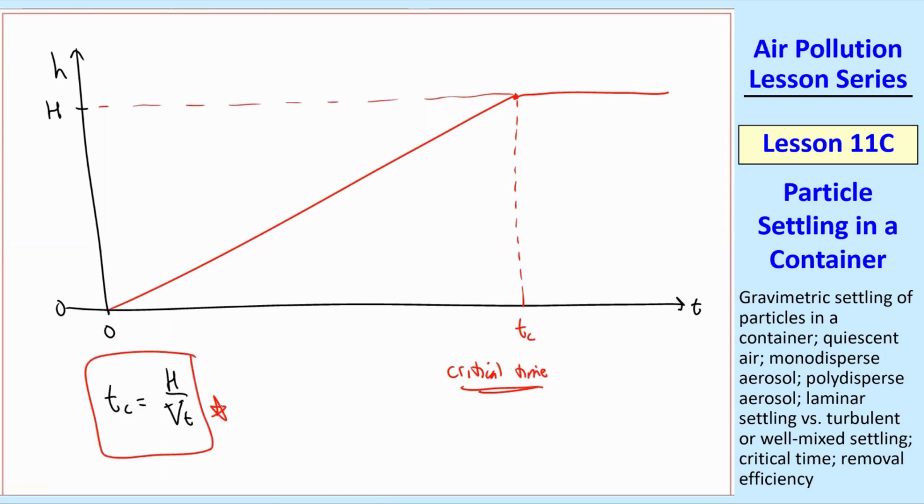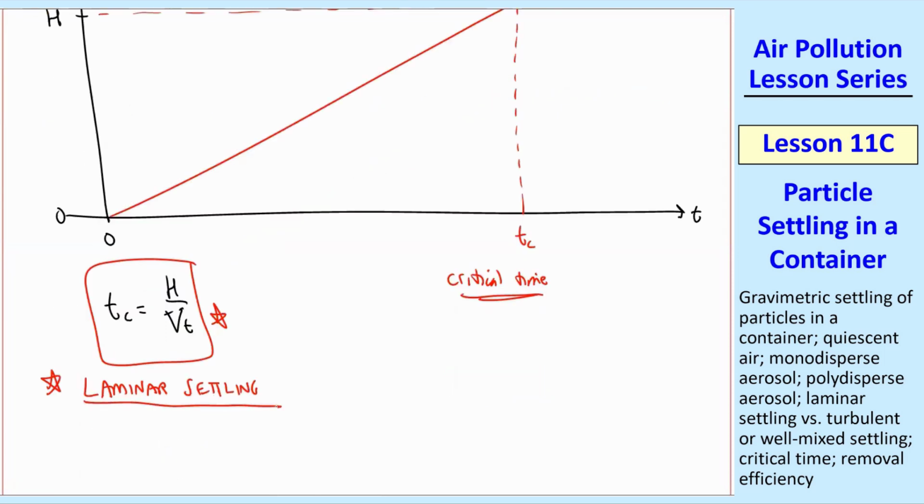From this graph, you can see that the equation is just Tc is H over Vt. This is what we call laminar settling, where there's no mixing of the air. This would be an extreme case where there's no mixing at all. Examples might be in a closet where there's no ventilation and no air moving around, or in a sample container where you're trying to measure particle distribution. So you grab a sample, like a container of air with particles, and then you just let it sit there.